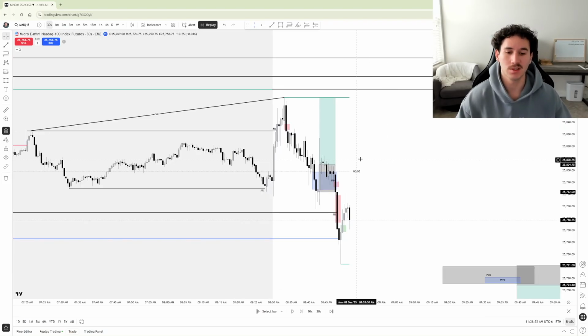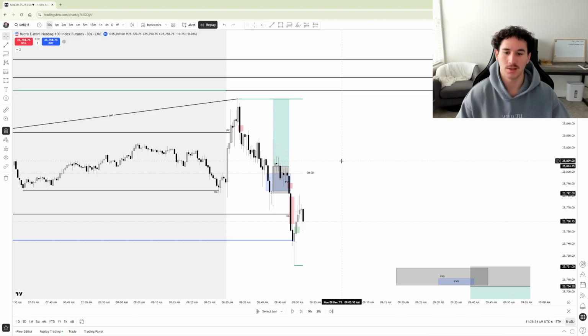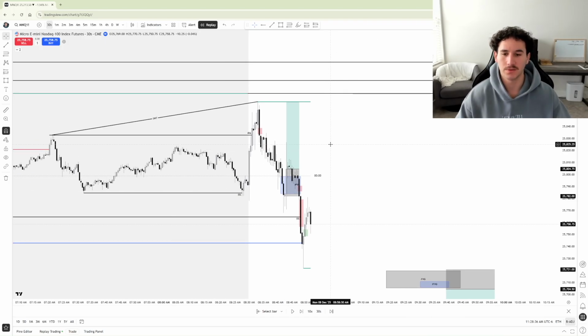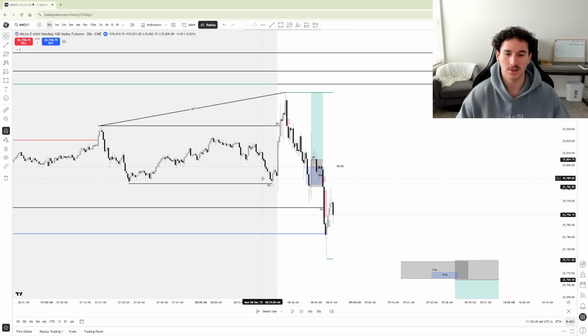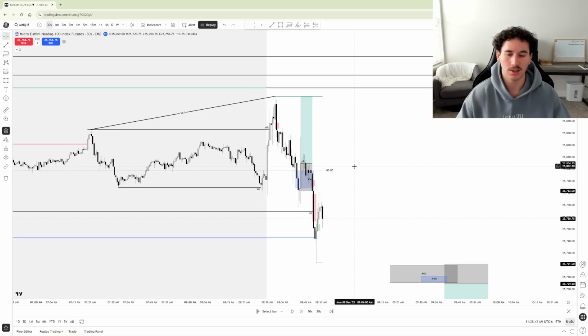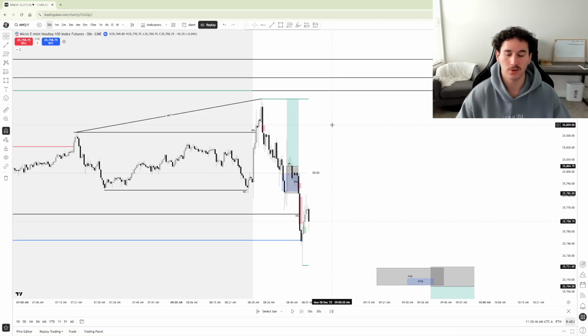Alright, so this is the first trade that I took. This was a loss. But the reason I took this trade, I was bullish on the day. I wanted to see this sell side liquidity taken, and then targeting these external highs, the draws above that we talked about.